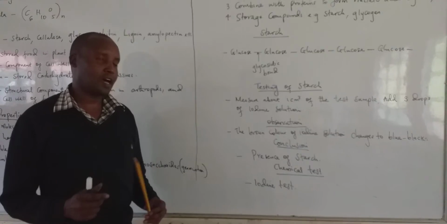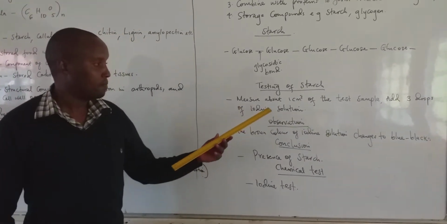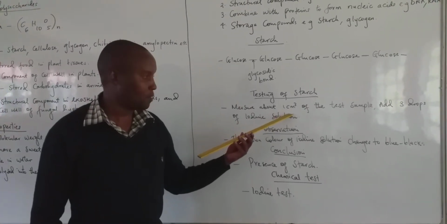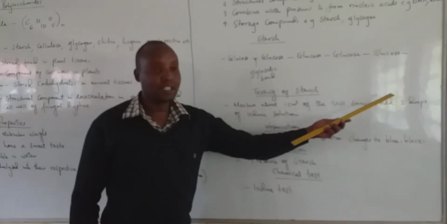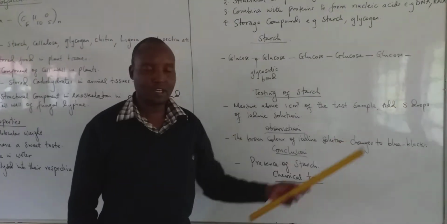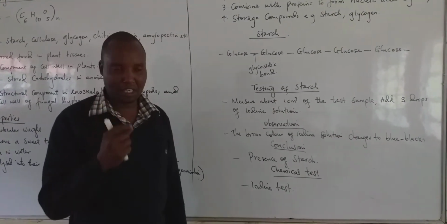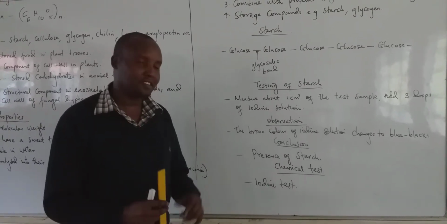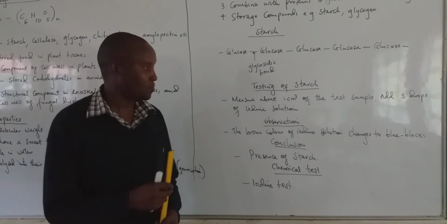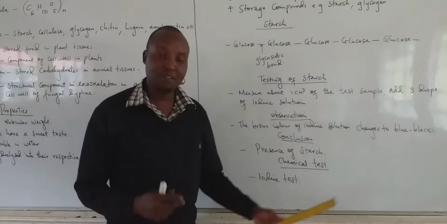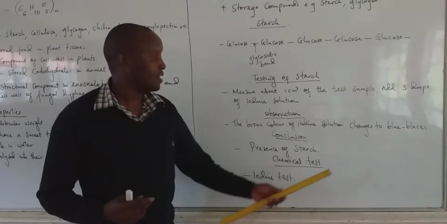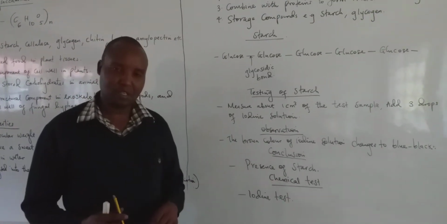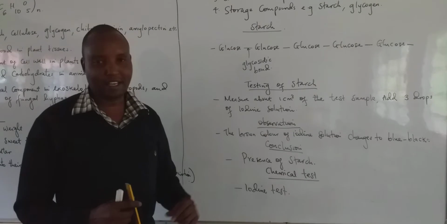Now students are fond of saying measure 1 centimeter cube of the test sample or food sample and then add 2 to 3 drops or 3 to 4 drops. You cannot commensurate 2 to 3 drops. It cannot be defined. So you say exactly, is it 3 drops or is it 2 drops? You say add 3 drops if it is 3. If it is 4, you say add 4 drops of iodine solution. There is nothing like 2 to 3 drops or 3 to 4 drops.